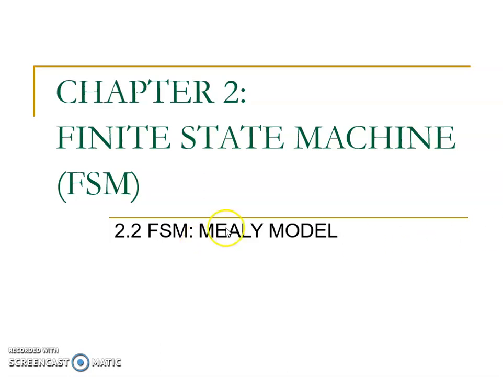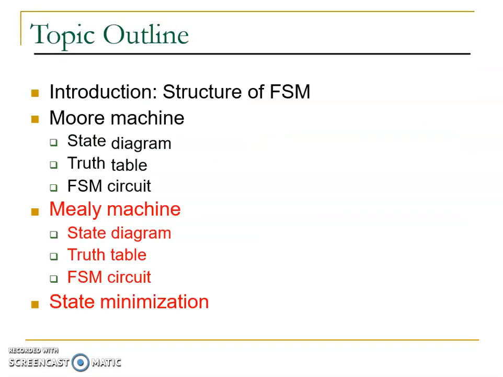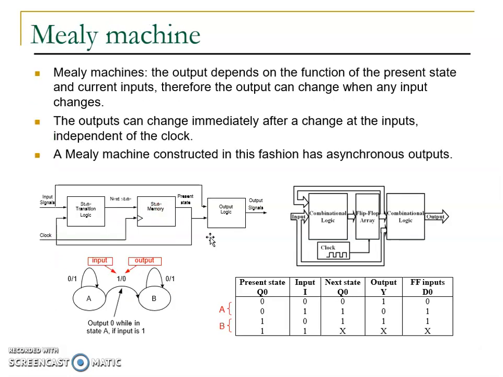Now we go to the Mealy model, the second model of FSM. This is the topic outline. Like the Moore machine also, we have the state diagram for the Mealy machine, truth table, FSM circuit, and then we go to state minimization. Okay, first of all, what's a Mealy machine?